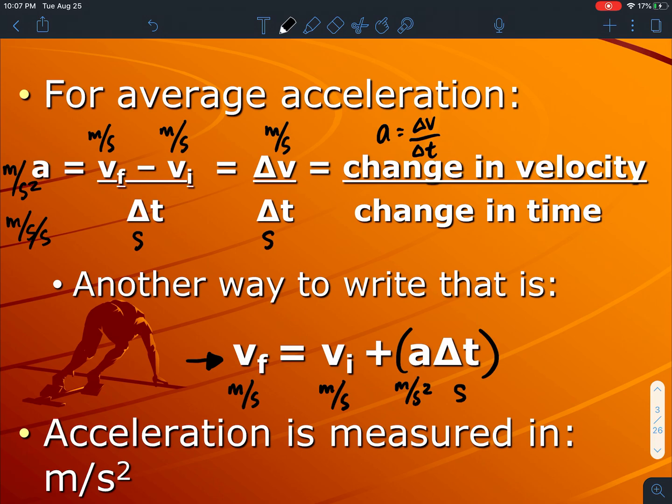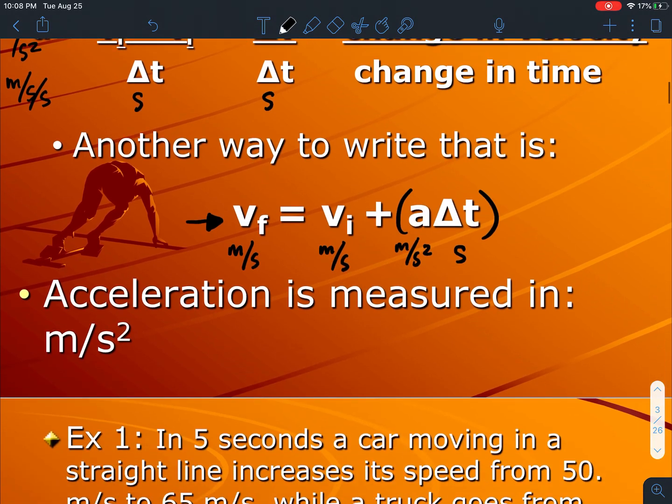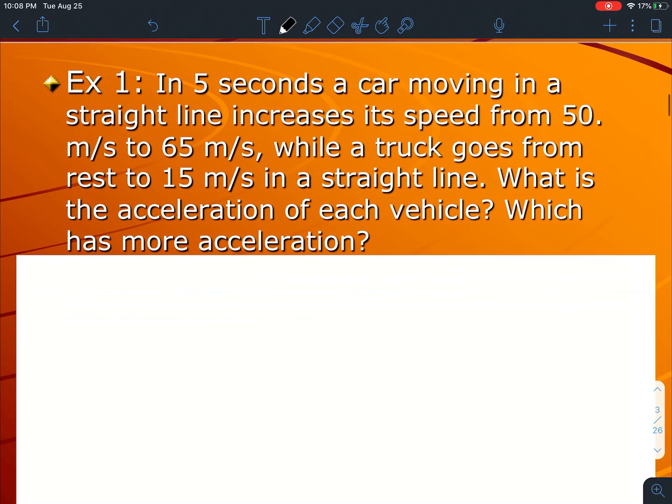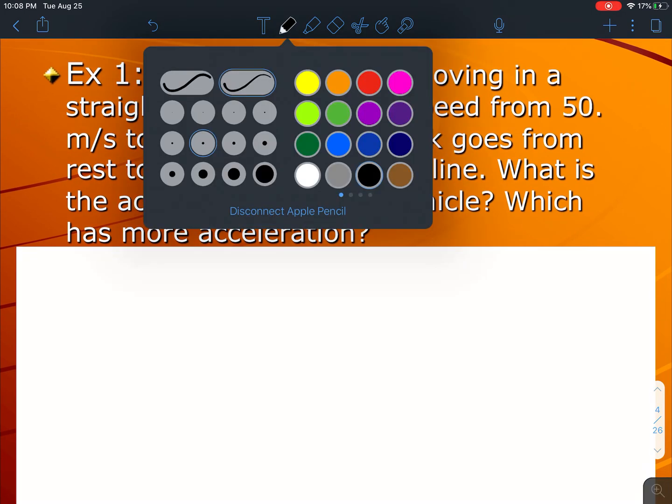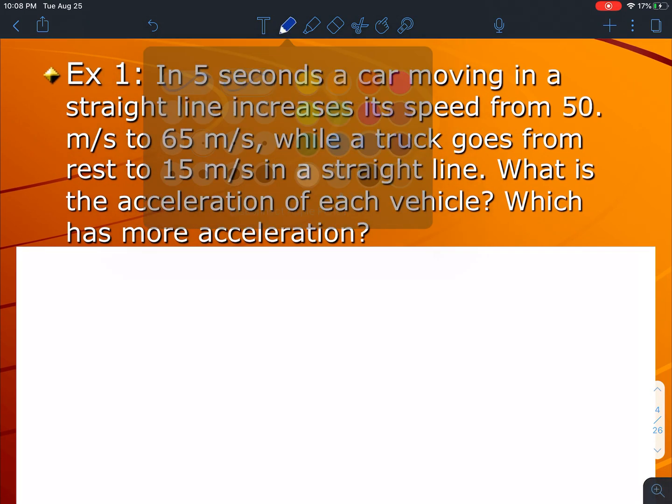We're going to practice a lot in this unit how to know when to use which equation, and so we're just going to kind of baby step our way in here. We've got two different equations, and we're going to try to think about which ones make sense for our problems. In this first problem, we have a car speeding up and we have a truck speeding up, and we want to know the acceleration of each vehicle and which one has more acceleration.